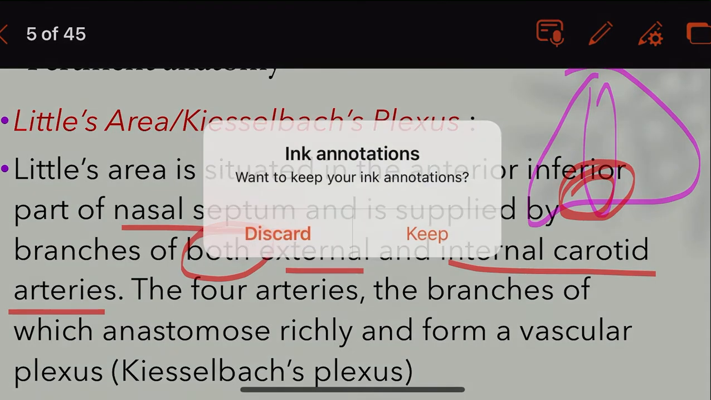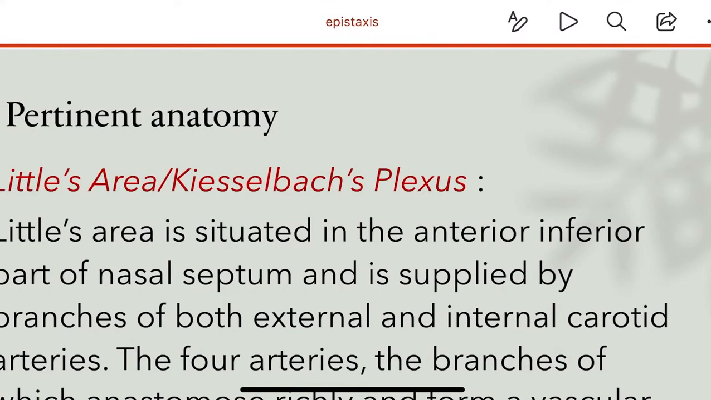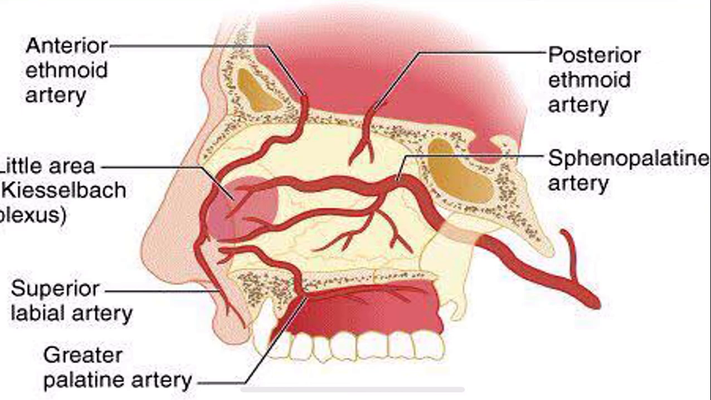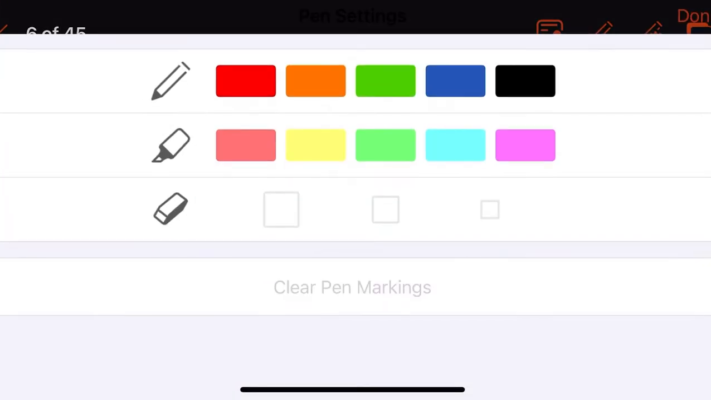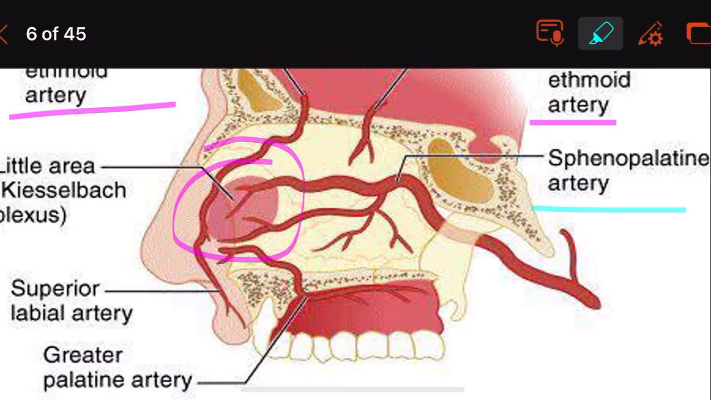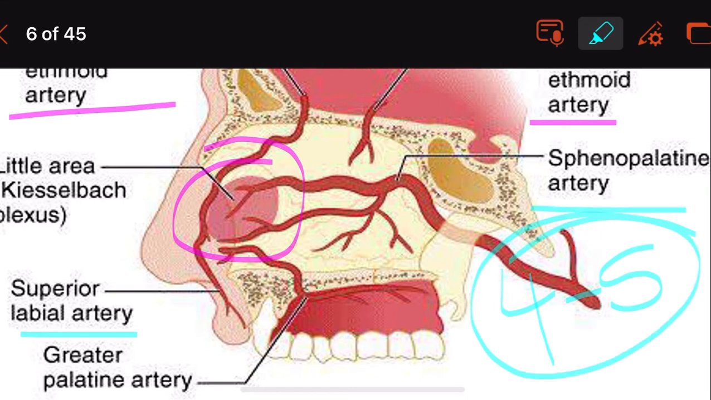I will show you with the help of a picture. You will understand it better. You can see in the picture here Little's area, and which arteries are forming it. Anterior ethmoidal artery, posterior ethmoidal artery. This is Little's area, which is nothing but Kiesselbach's plexus. The sphenopalatine artery, superior labial artery, and the palatine artery. So 4 to 5 arteries together will constitute it.